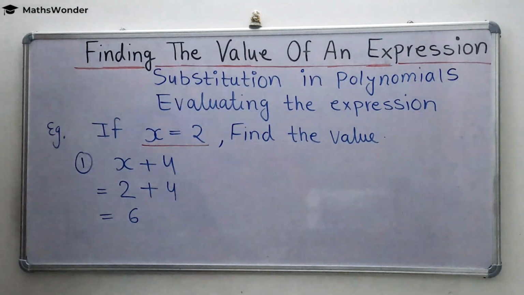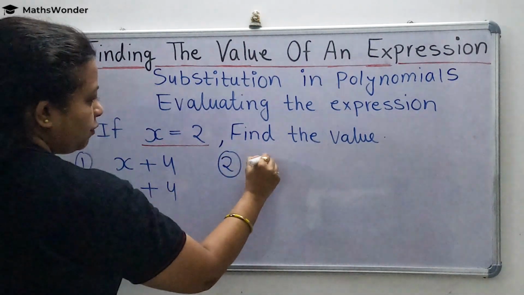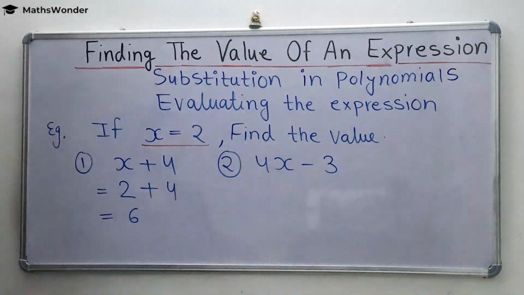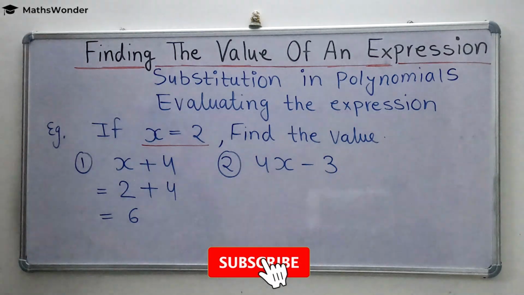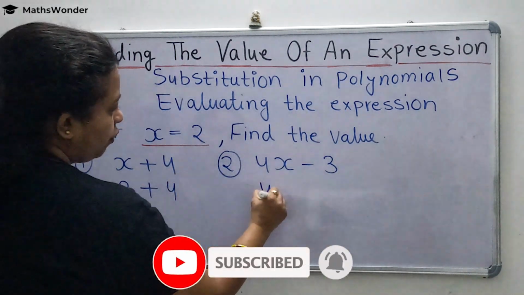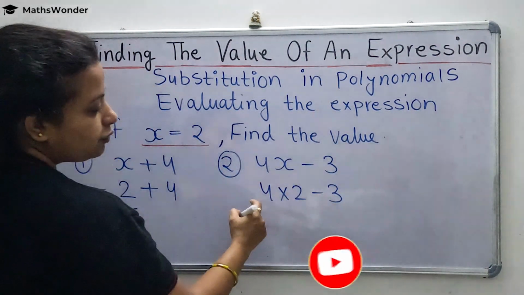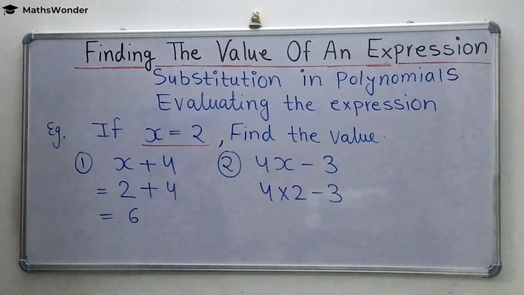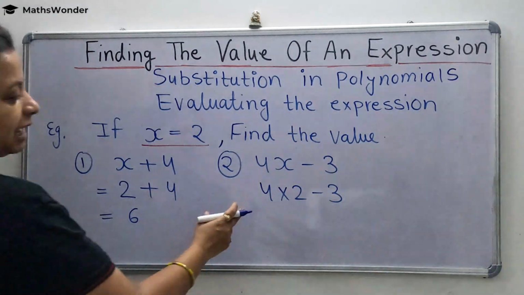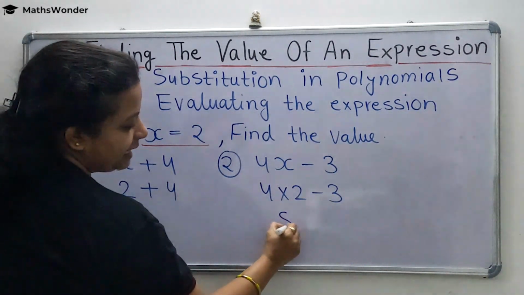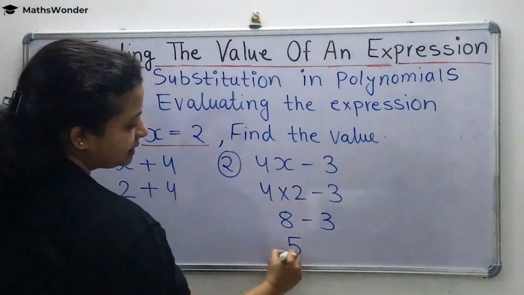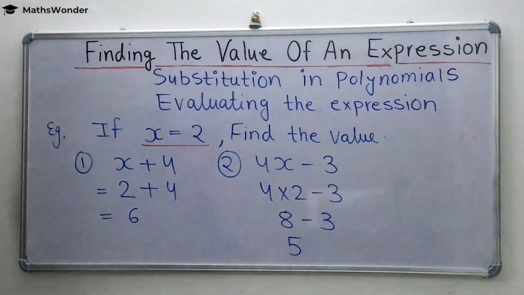Okay. The second example is 4x minus 3. Now 4x means 4 times x, 4 times the variable. So now we will substitute: 4 times 2 minus 3. According to the BODMAS rule, the PEMDAS rule, you will apply multiplication first. So 4 times 2 will be 8, minus 3. So your final answer is 5. This is the second example.